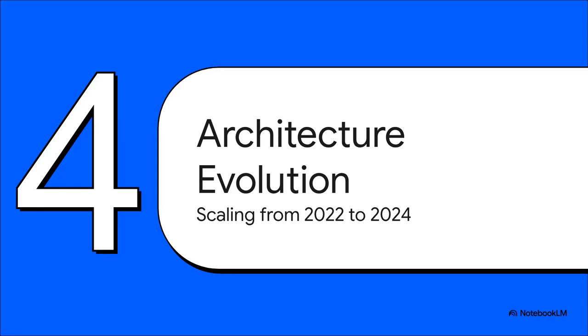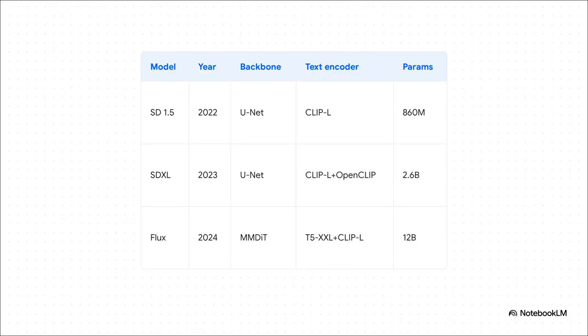All right, Section 4, Architecture Evolution. Let's fast forward and see how this core two-stage recipe scaled incredibly fast from 2022 to 2024. And this brilliantly illustrates the massive leap in scale over just 2 years. In 2022, Stable Diffusion 1.5 used an 860 million parameter UNet with a single CLIP text encoder. By 2023, SDXL jumped to 2.6 billion parameters. And then in 2024, models like Flux.1 Dev just completely shattered the ceiling. We're talking a massive 12 billion parameter multimodal diffusion transformer, or MMDiT, paired with heavy-duty T5 text encoders.